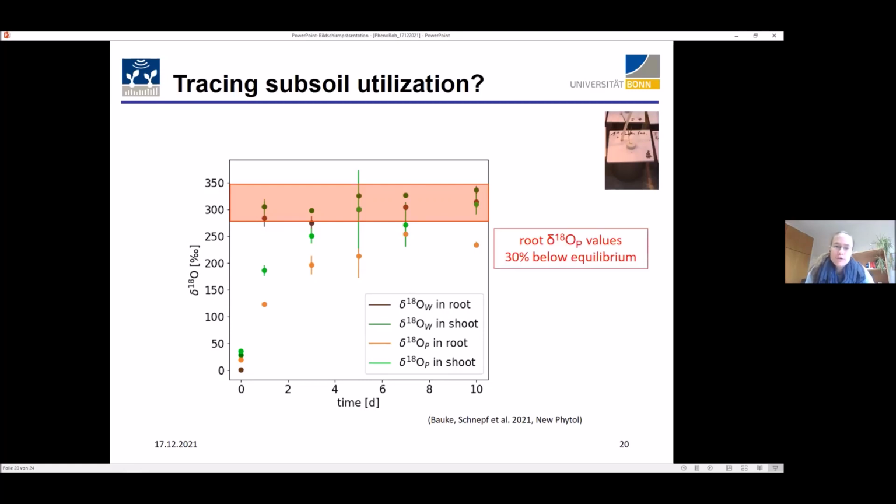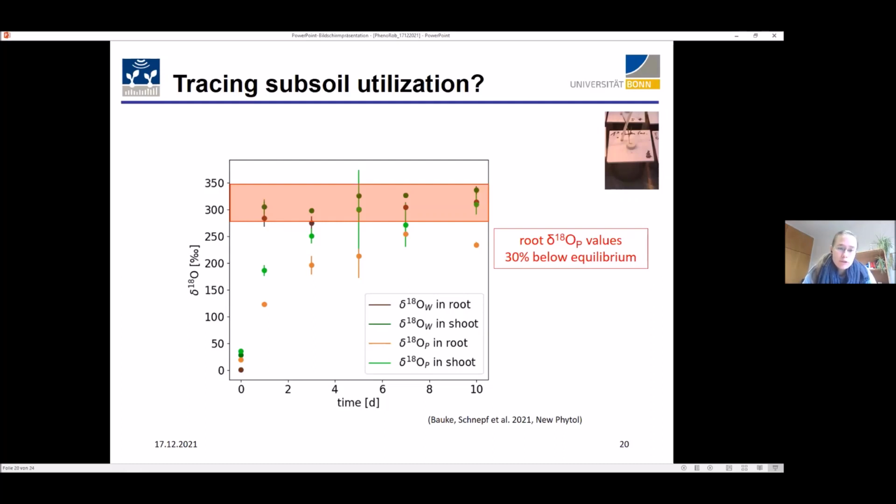In the roots, however, we do find values that are still about 30% below that expected equilibrium value. So that means, in reverse, some fraction of the phosphorus in the roots still retains the original signature of the phosphorus source, so the fertilizer in this case, that the plant has taken up.